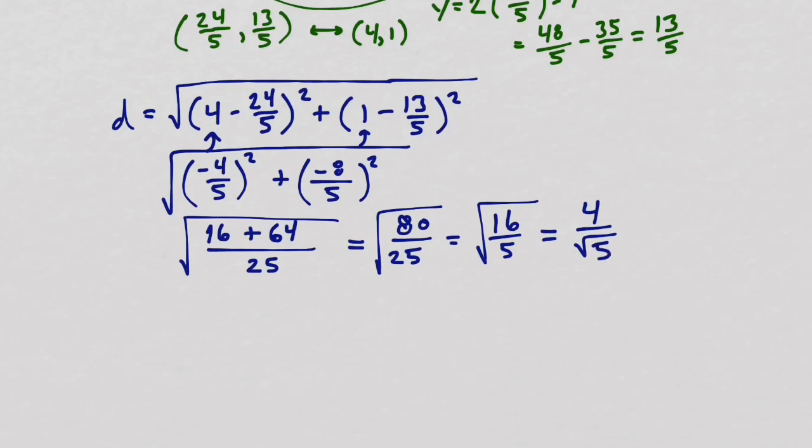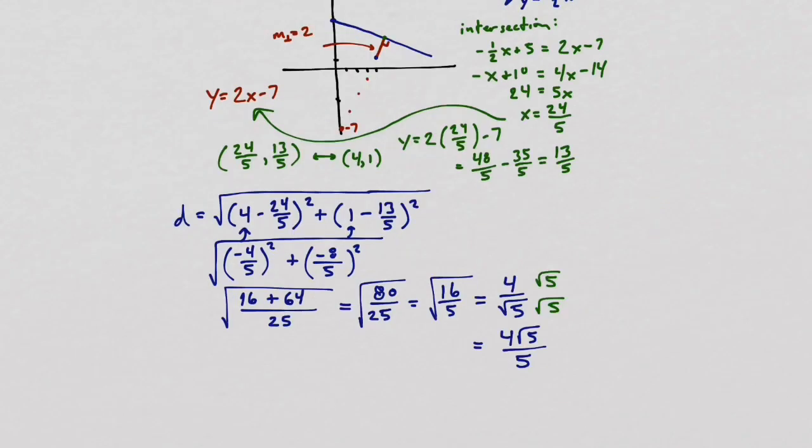So that represents the value of our answer, but it's nice to not have square roots in the denominator, so let's multiply the top and the bottom by the square root of 5, which gives us a better final answer, 4 times the square root of 5 divided by 5. And there we have it. That's the distance between (4, 1) and the line.